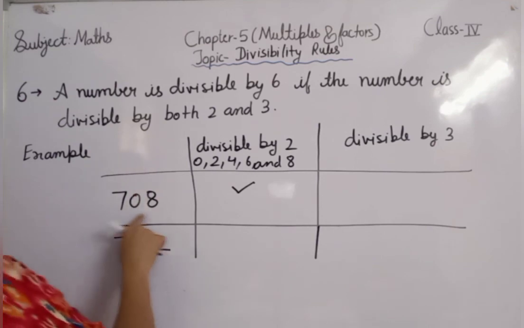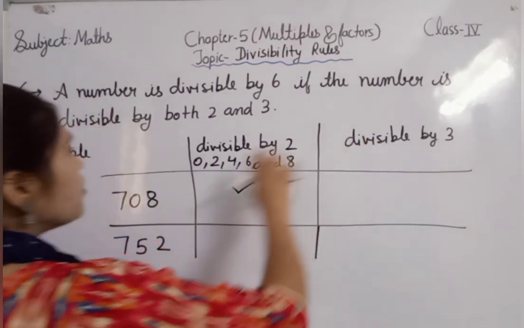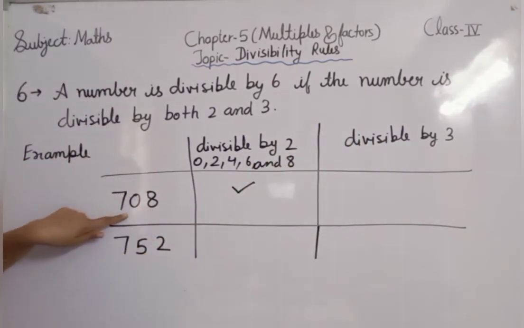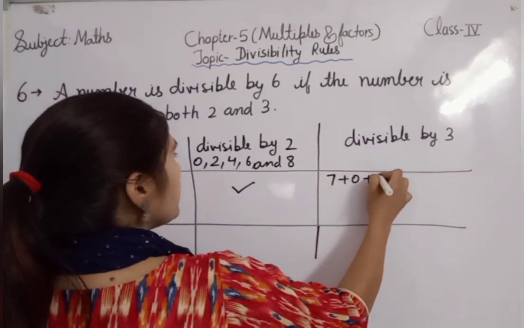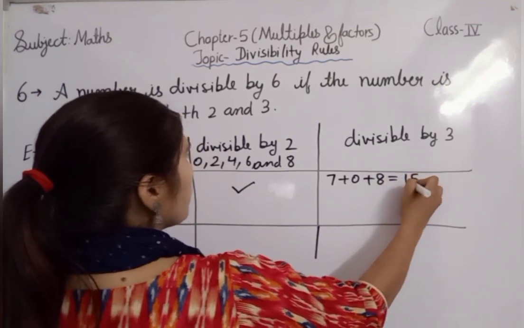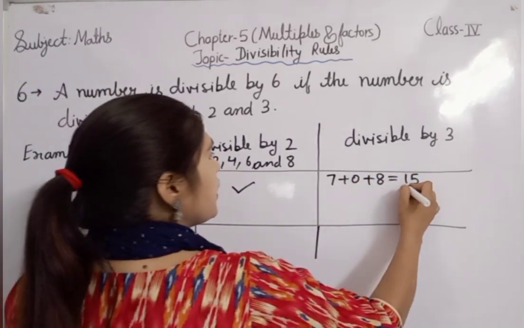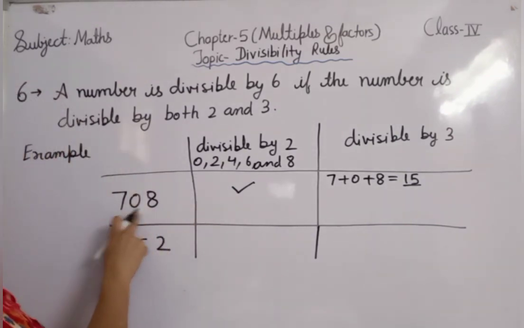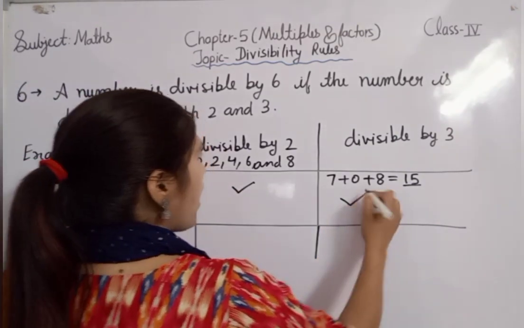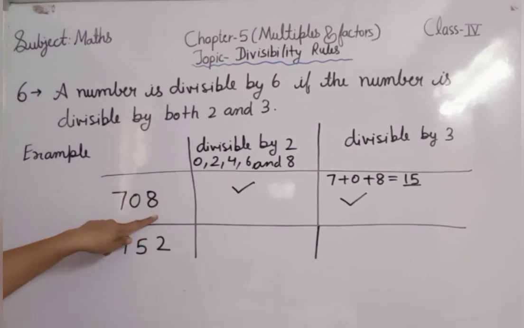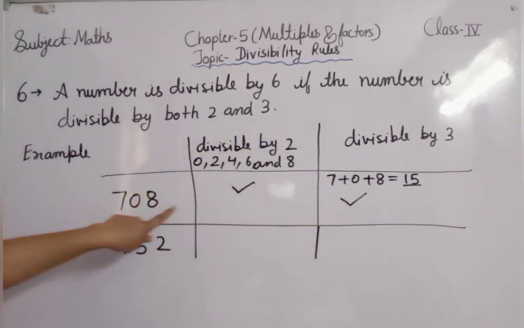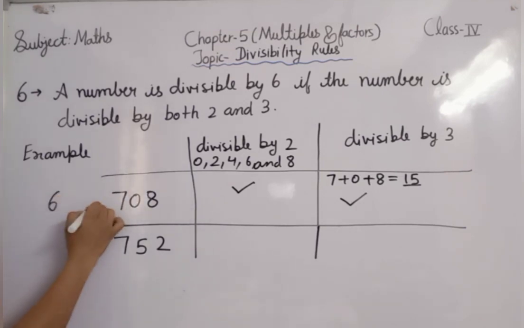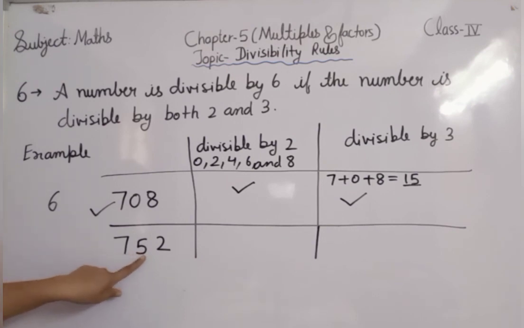Now let's check whether this number is divisible by 3 or not. What is the rule for 3? We have to add all the digits: 7 plus 0 plus 8, so you will get 15. 15 comes in the 3 table. It means the whole number 708 is divisible by 3 also. So this number is divisible by 2 and 3, so it will be divisible by 6 also. Clear? Now let's check the second number, 752.